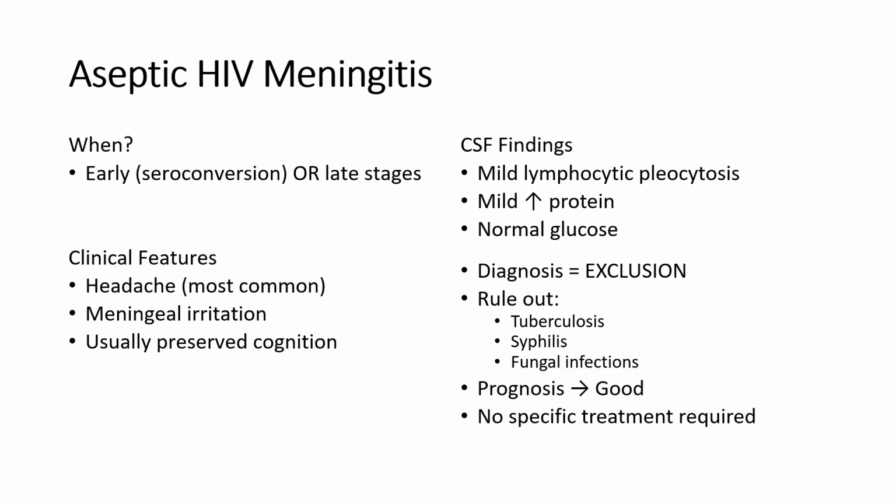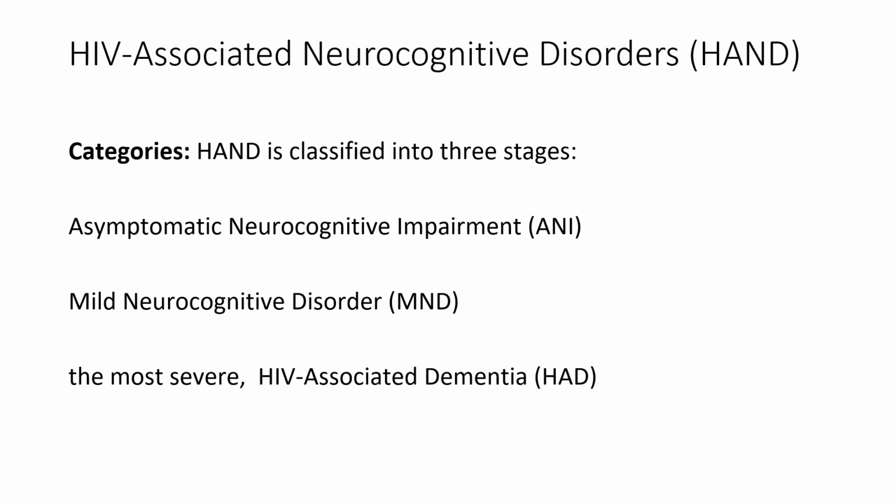Coming to aseptic HIV meningitis, you should know when it should be suspected. It can happen early in the phase of disease while seroconversion, or it can happen later in the stages of disease. Clinical features are headache, commonly, many signs of meningeal irritation with preserved cognition. CSF findings are mild lymphocytosis, mildly elevated proteins, normal glucose. Diagnosis is by excluding causes like tuberculosis, syphilis, and fungal infections. Prognosis is usually good, and there is no specific treatment required other than antiretroviral therapy.